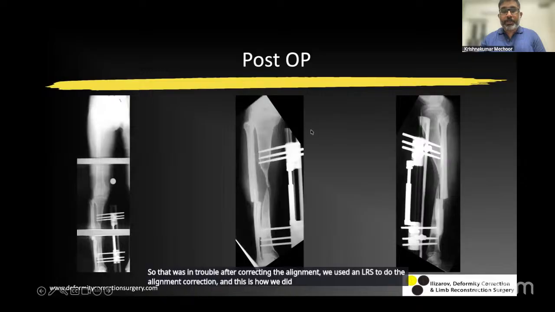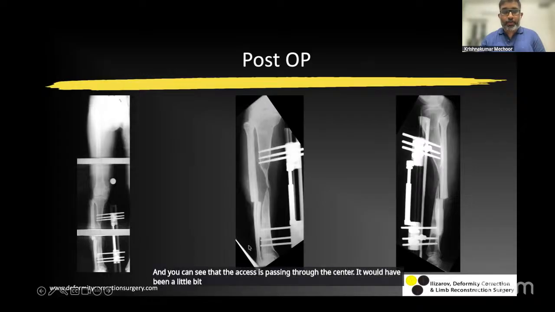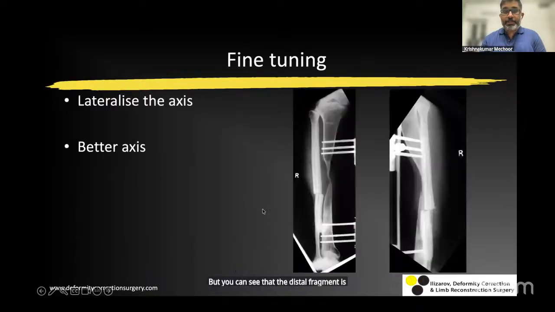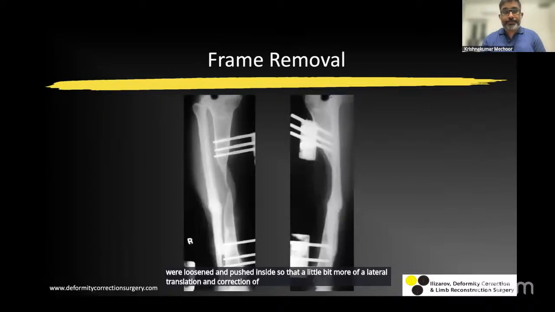We put the LRS on the tibia and straightened out the fibula. And you can see that the axis is passing through the center. It would have been a little bit more towards the lateral side. But you can see that the distal fragment is a little bit translated. So fine tuning was done, and he was taken into the OT again. Under sedation, the pins were loosened and pushed inside, so that a little bit more lateral translation and correction of axis was achieved.